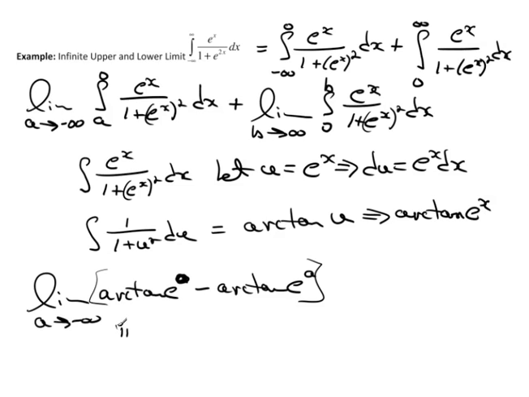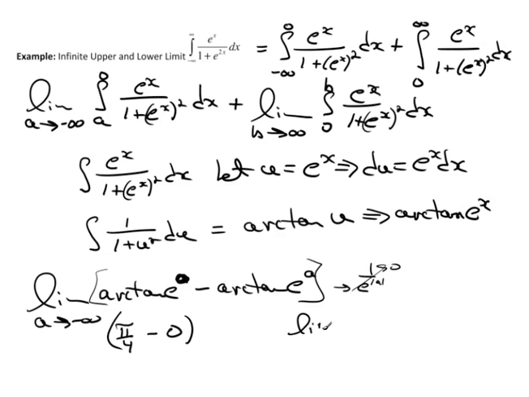So this is going to be pi over 4 minus, well, as a goes to negative infinity, this e to the a goes to 1 over e to the absolute value of a. So this actually goes to 0. So this is arctan of 0. So when is tangent equal to 0? Well, when theta is 0. So this first piece is going to be pi over 4 minus 0.